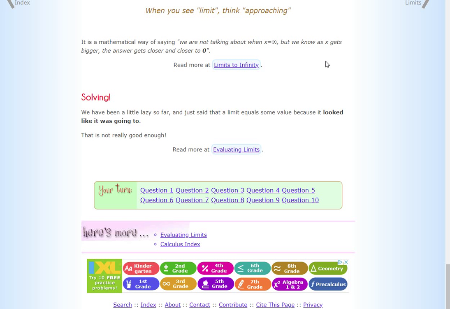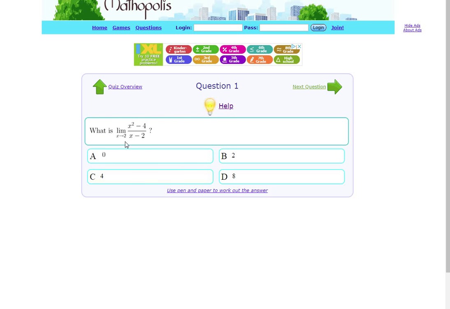Okay, so now what we're going to do is question 1. On your sheet there's a little spot that says question 1. We're going to write this down. It's the limit as x goes to 2 of x squared minus 4 over x minus 2.